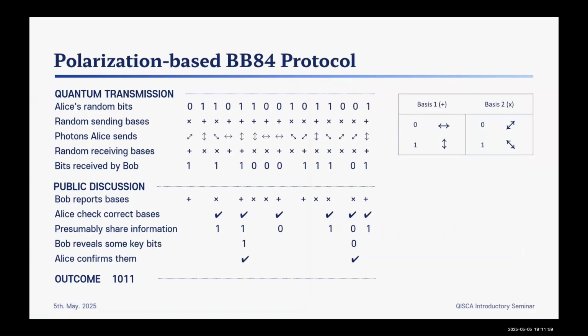Now let's go over how the BB84 protocol works using this example. For the quantum transmission, we use the quantum channel, and for public discussion, we use the classical channel. Alice first generates random bits, which she wants to send to Bob. She then randomly chooses a basis, rectilinear or diagonal, for encoding each bit and sends the corresponding photon. Bob, without knowing Alice's basis, also randomly picks a basis for each measurement. Since he sometimes picks the wrong basis, he won't always get the correct bit values.